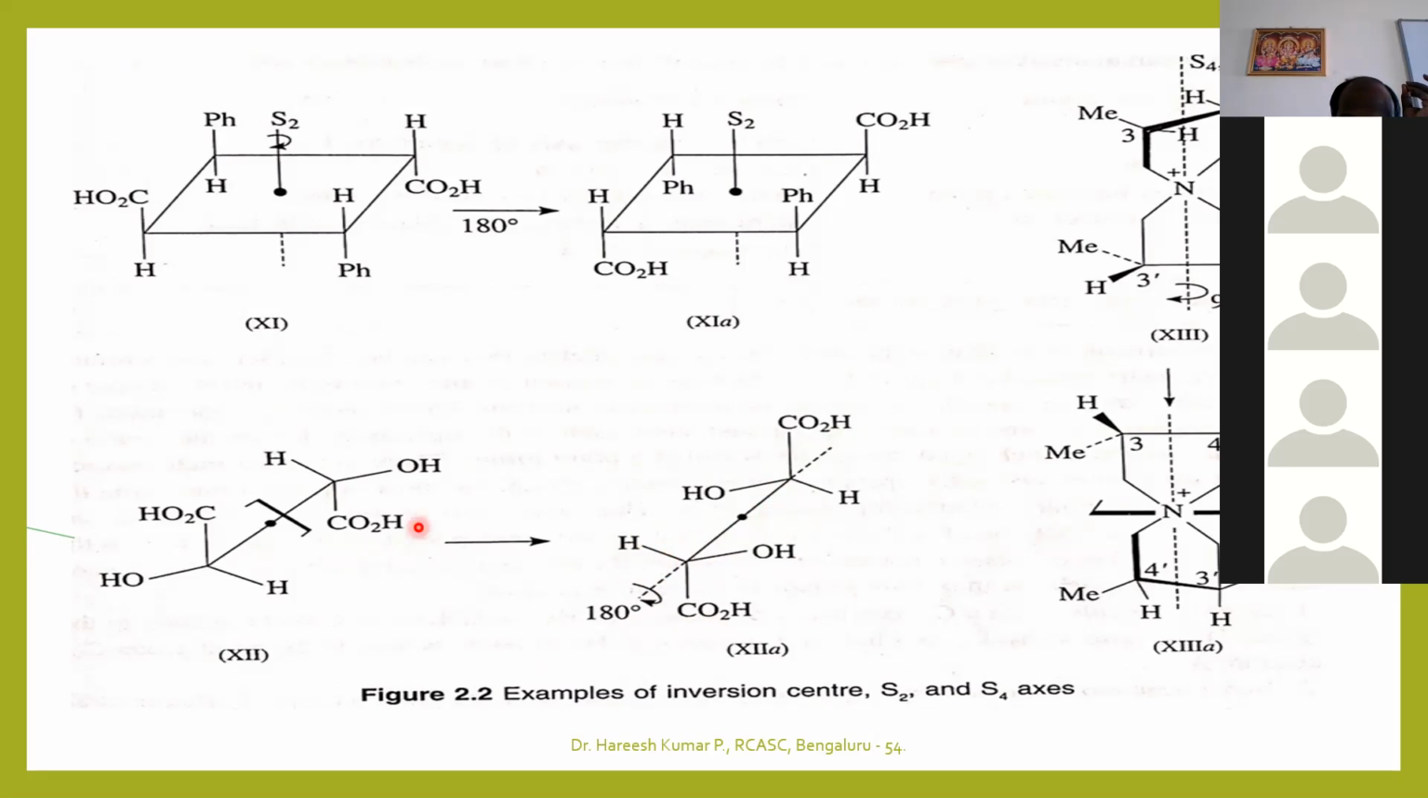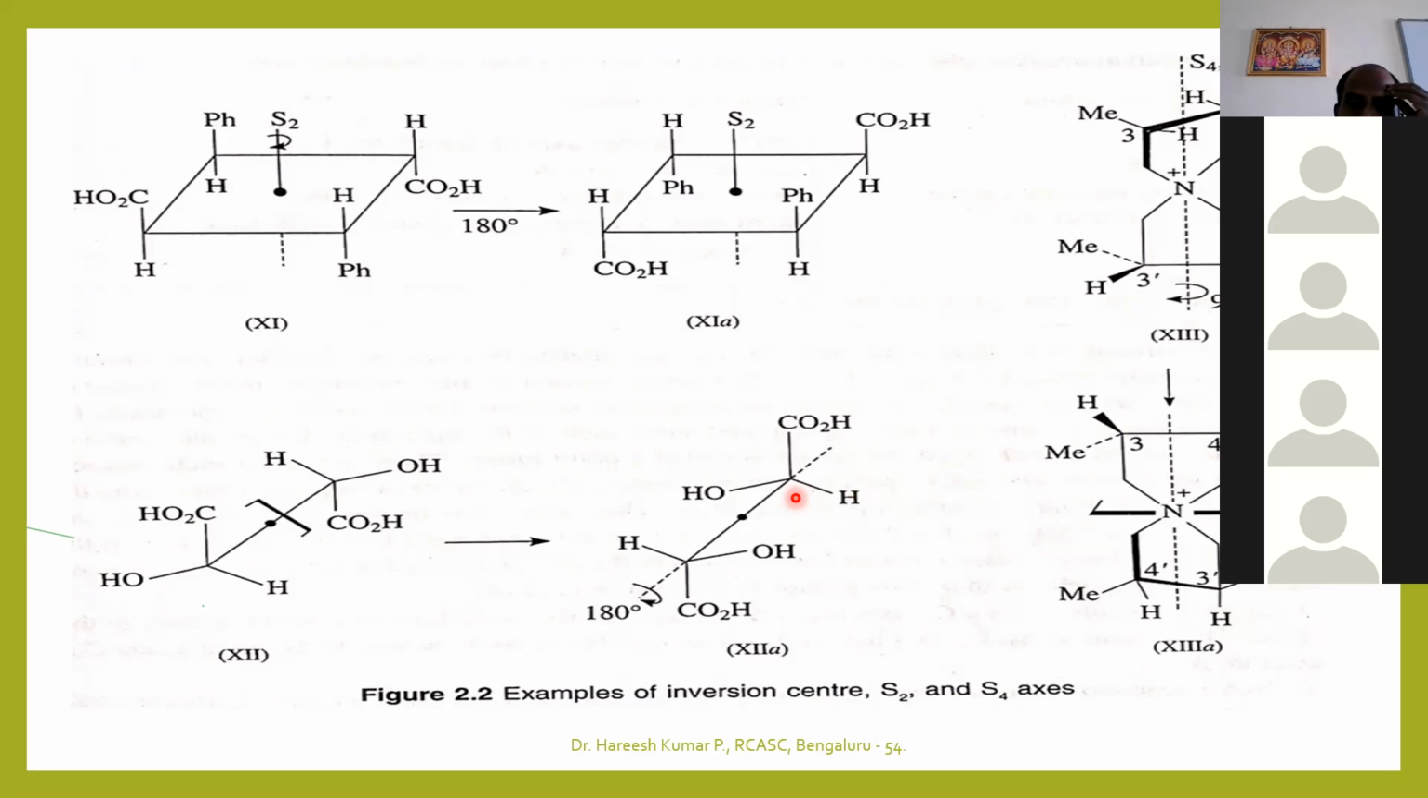That means COH is coming up. OH comes over here. Okay, H will come over. Similarly, here rotation means COH will come over here. OH will come this side. H will go that side. So this is about the S2 axis, or improper axis, or alternating axis, or rotation reflection axis.